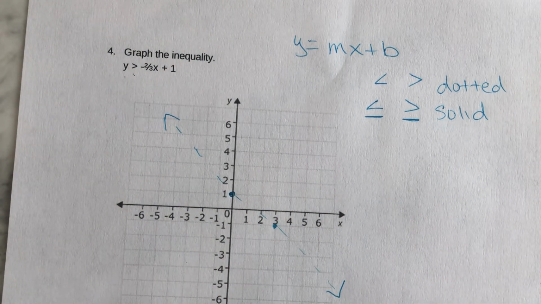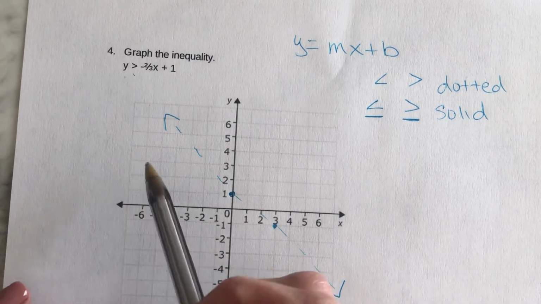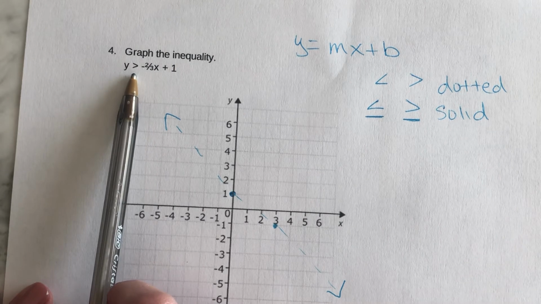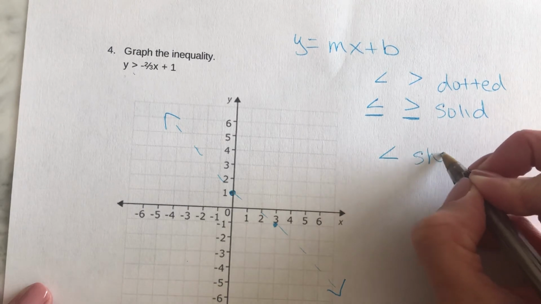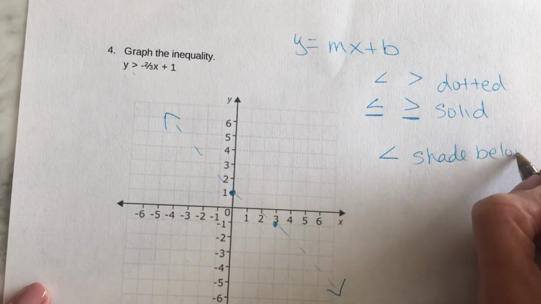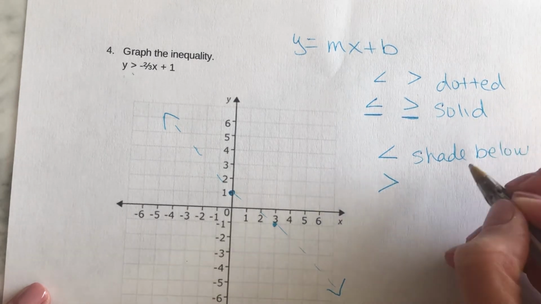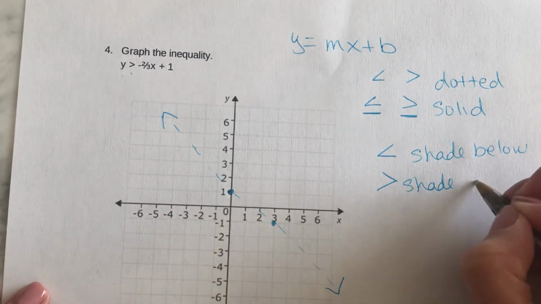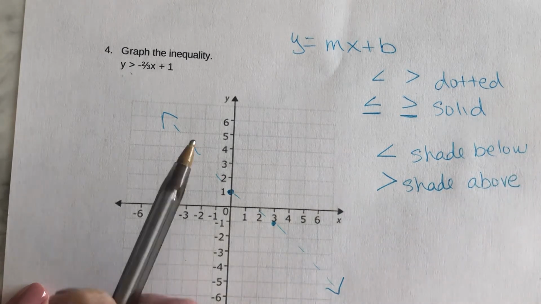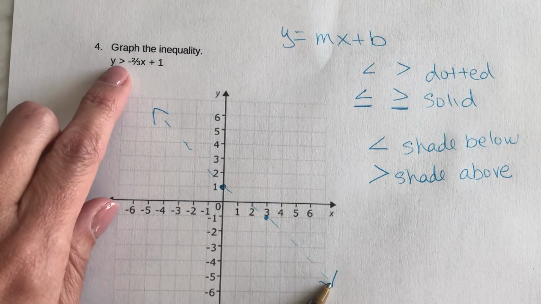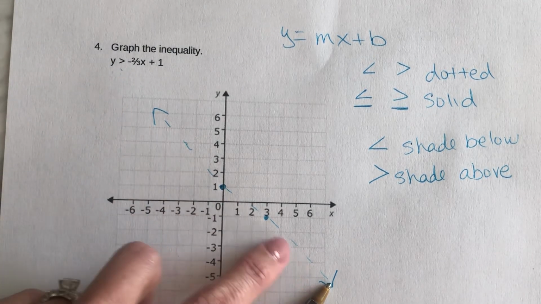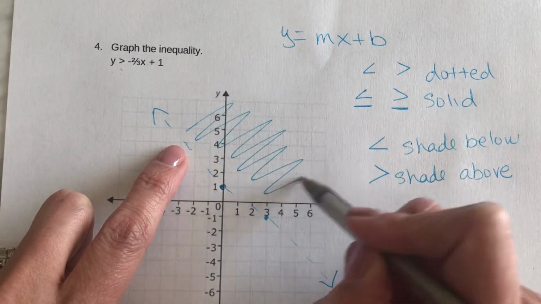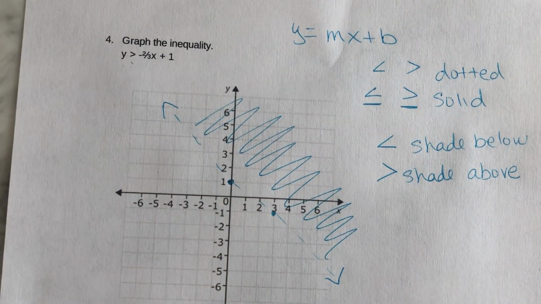All right, and then there's one more step for graphing inequalities, and that's the shading. So this depends on what your inequality sign is. If it's less than, you're going to shade below. If it's greater than, you're going to shade above. So here's your line. It's greater than, so I'm going to shade above this line. And then that's it, you're done.